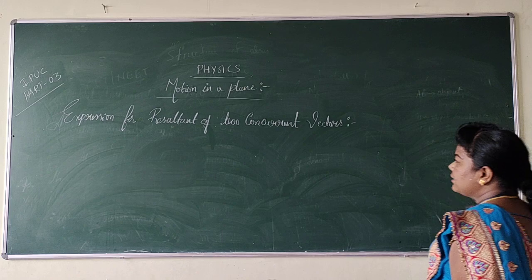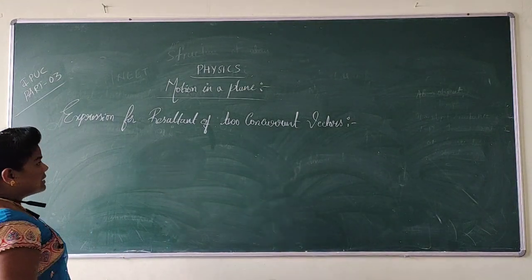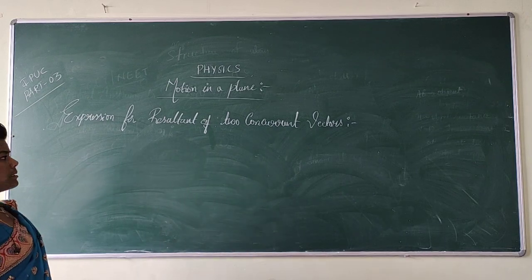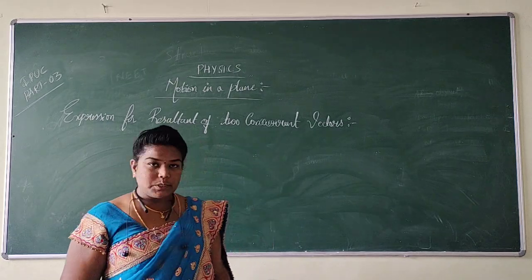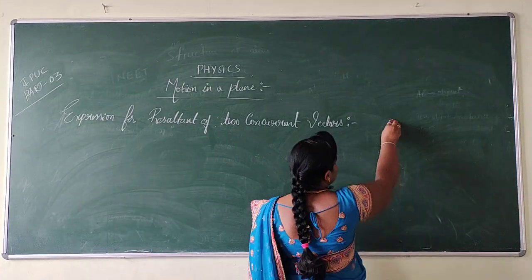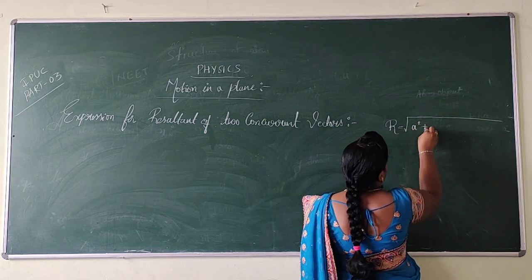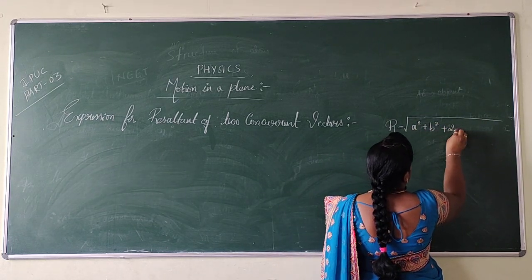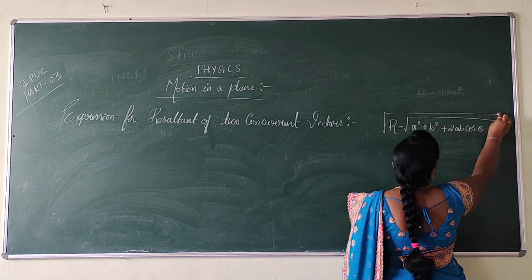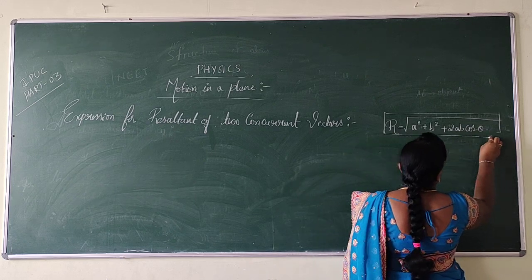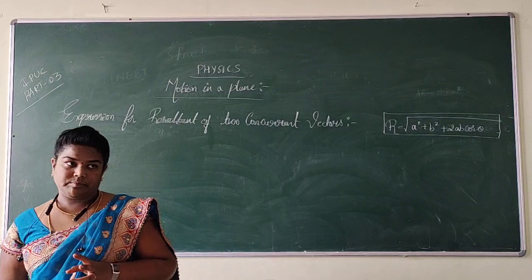So, as you know, in the previous class I was discussing the expression for the resultant of two concurrent vectors. In that, I derived the resultant formula: R is equal to square root of A square plus B square plus 2AB cos theta. This was the formula that we derived in the previous class, which gives the resultant of two concurrent vectors.